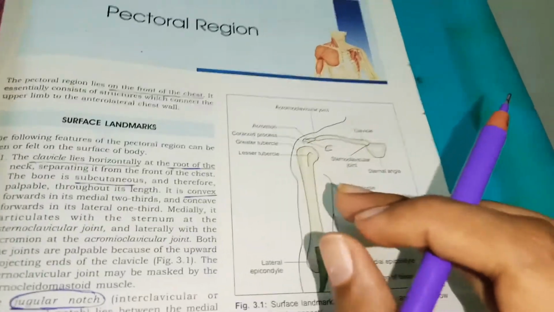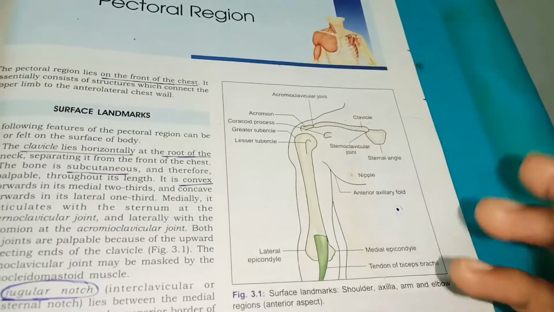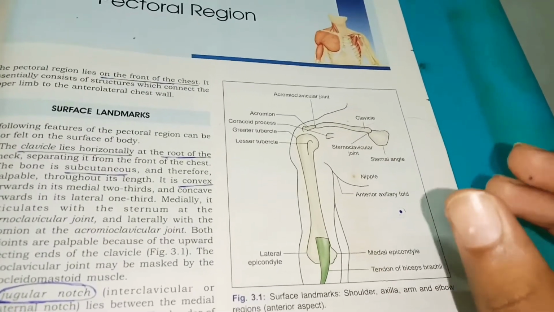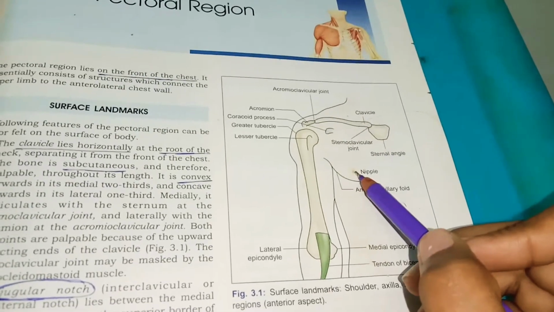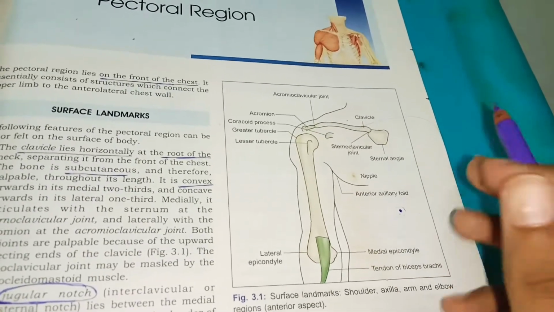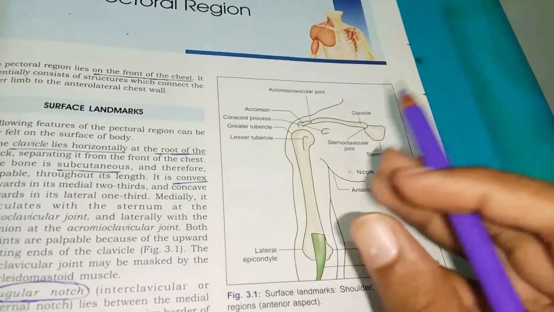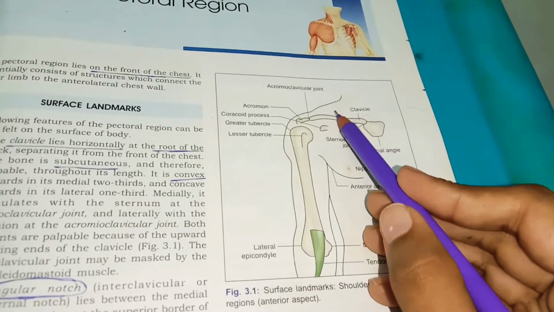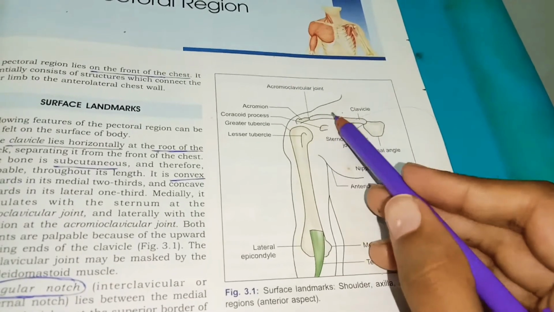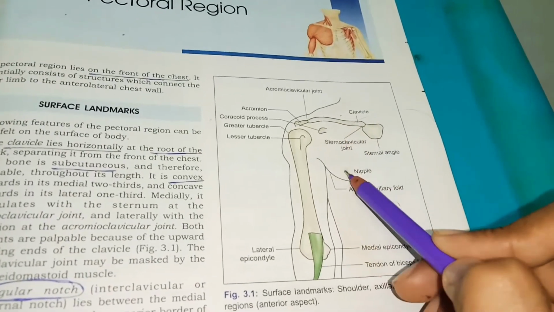Next, coming to the nipples. The nipples are variable in male and also in female. But in the male and immature female they will be in the 4th intercostal space, just medial to the mid-clavicular line. The mid-clavicular line comes in the middle of the clavicle, right?